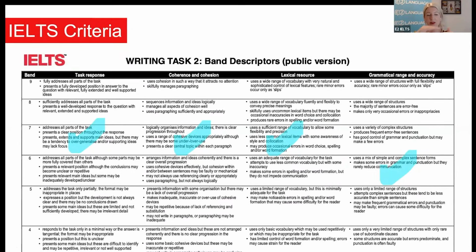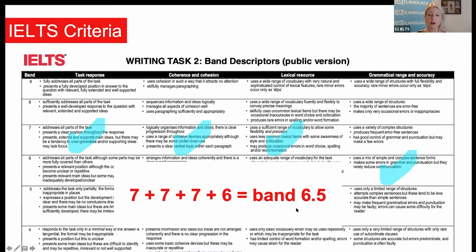And same for 6. If you have 6 6 6 5, your score is going to be 5.5. Okay, and this layout is quite common. So people may score really well in task response, great linking, good vocab, but too many errors or not enough range will bring the score down in grammar. Okay, so this will be 6.5.